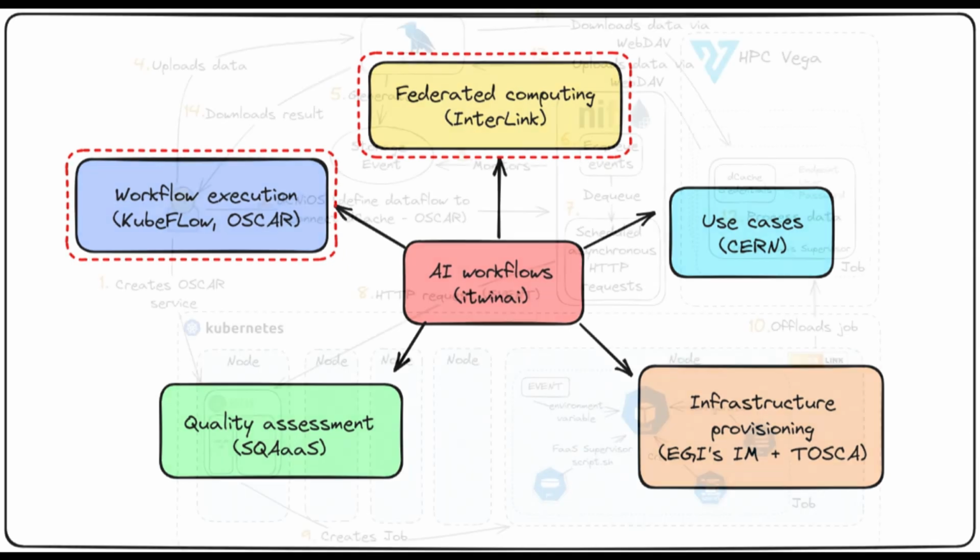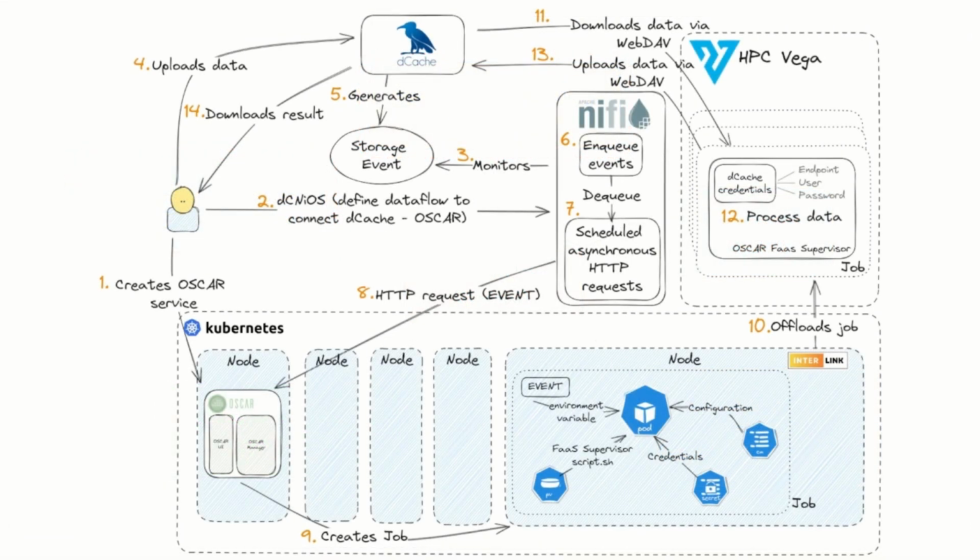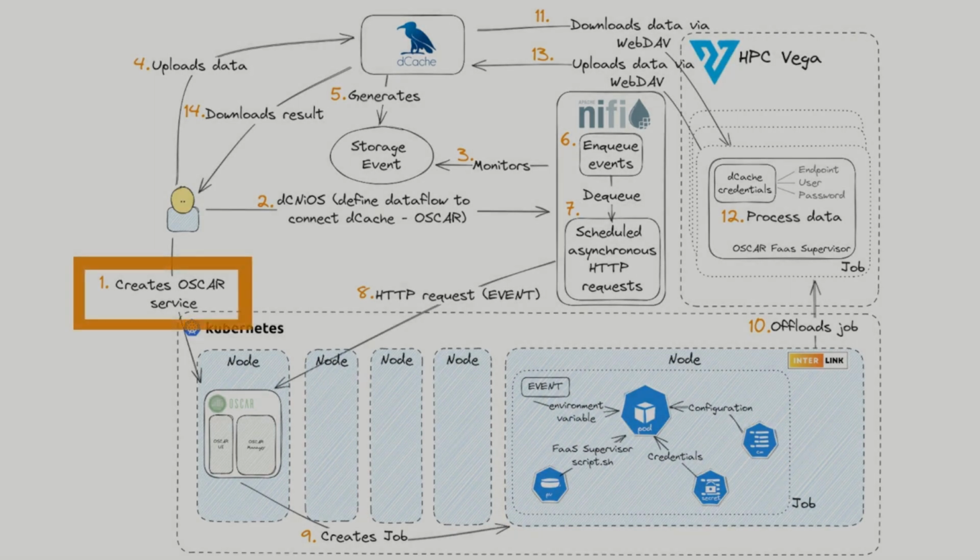Hello, my name is Estibaliz Parcero from Universitat Politècnica de València. In this part of the demo, we will show you how to use OSCAR, a data-driven serverless computing platform developed at UPV, to offload computations through interLink, developed at the INFN, into the Vega supercomputer at the IZUM Center in Slovenia.